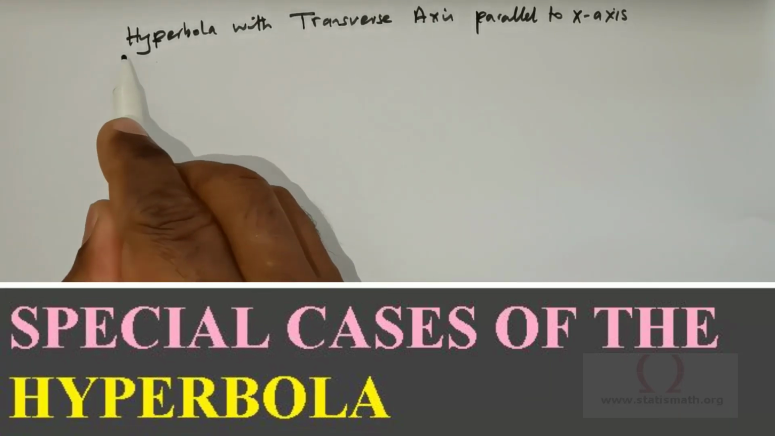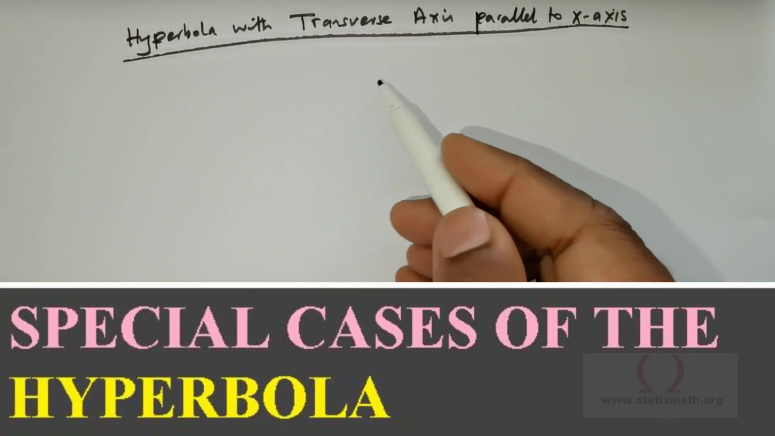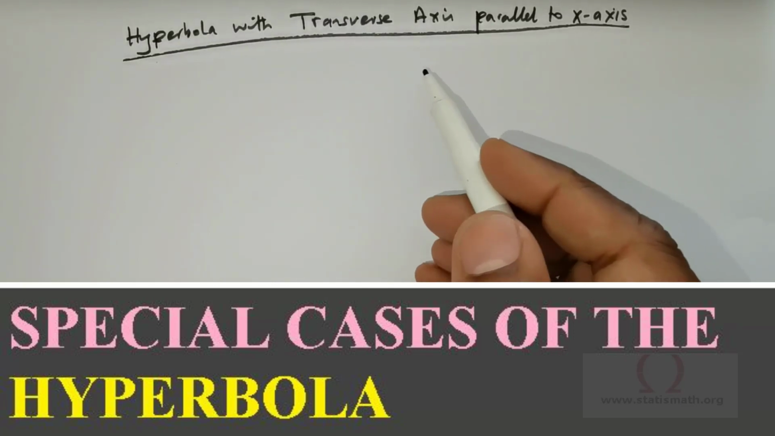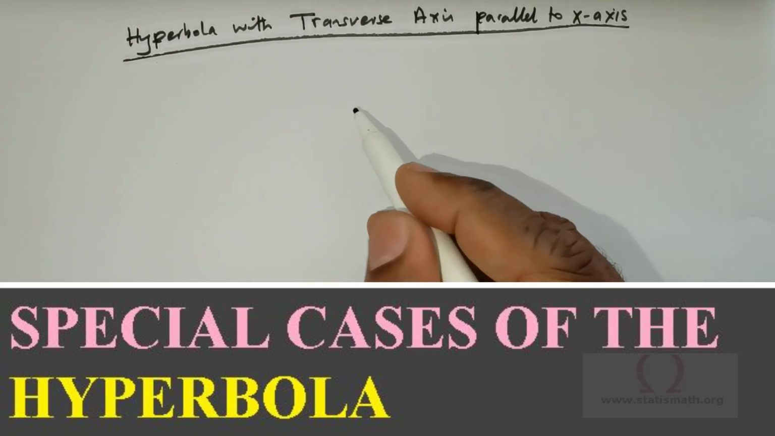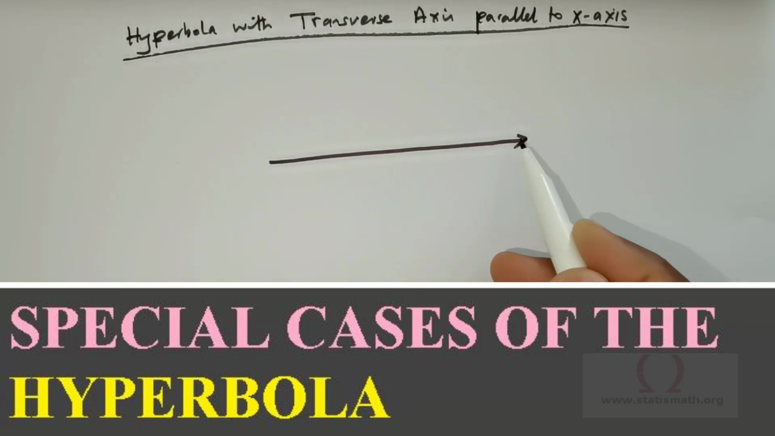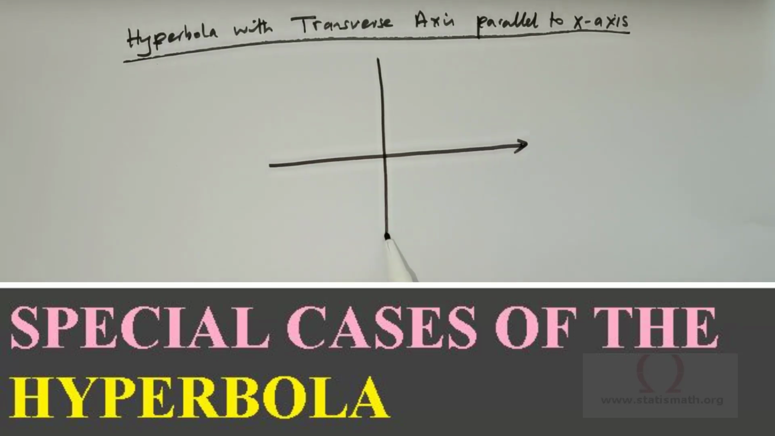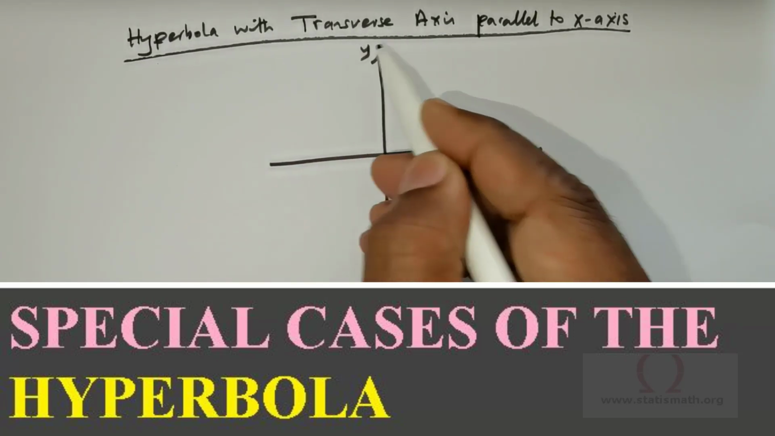Students, this is a special case of the hyperbola, the transverse axis parallel to the x-axis. In hyperbola, we don't call it the major axis. We use the term transverse axis. So if we were to draw the hyperbola, it will be something of this form. So let me do that. This is the x-axis. This is the y-axis.